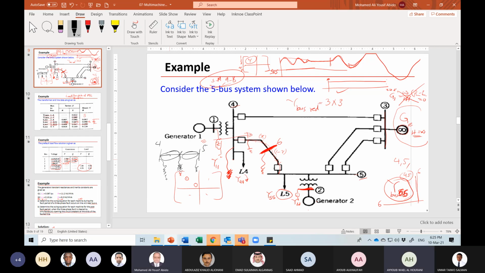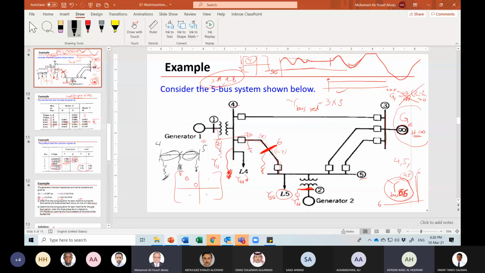Okay? So when you form Y44, you add this part, not the complete line. And also during the fault, this will be Y55 equal to this, and you will add only this part of the line. Yeah, clear, Doctor. The original Y bus will be modified. Yes. Okay.